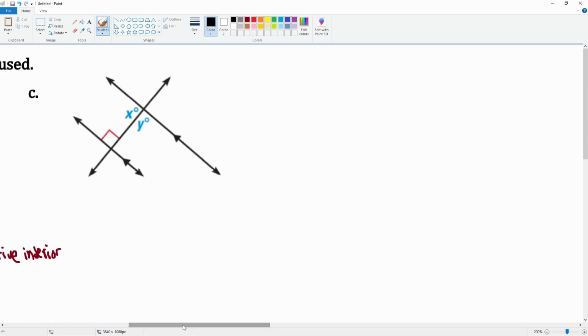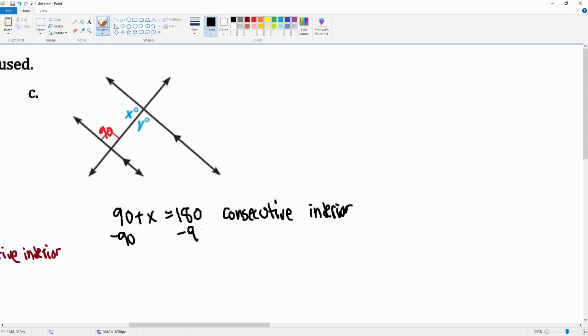All right, next here we have this 90 degree. So we have 90 plus this angle of x. They're both on the same side. So this adds up to 180, and this is because of consecutive interior. Subtract 90 from both sides, we get x is equal to 90 degrees.